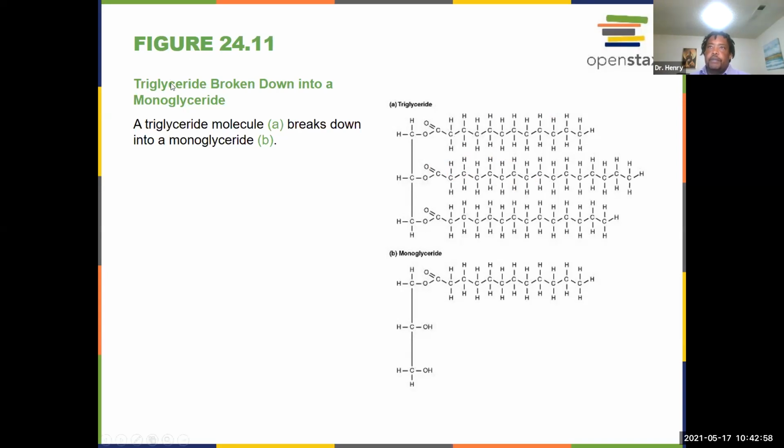Okay, so here, this is basically a triglyceride. It's going to be broken down to a monoglyceride. You're going to start off with 3, tri meaning 3, glyceride molecules. So here you have your glycerol backbones, right? And then these are your long carbon chains that are going to be attached here.